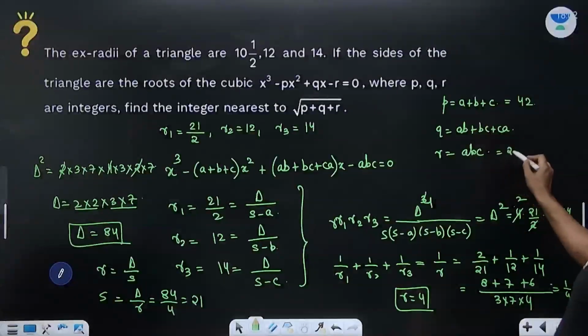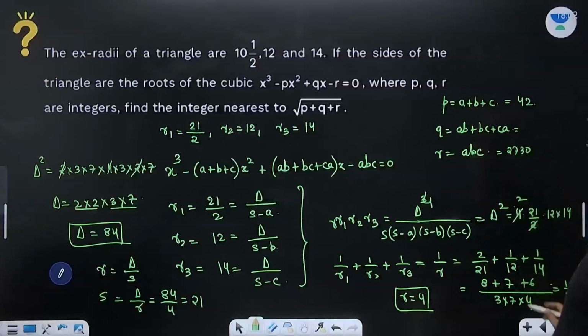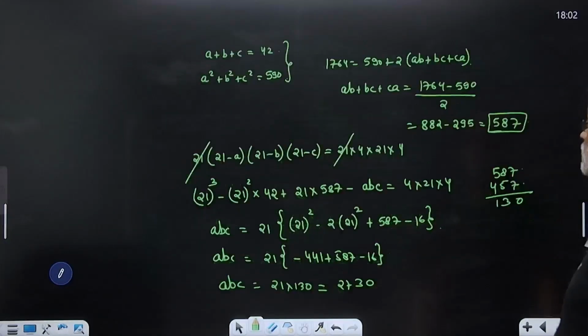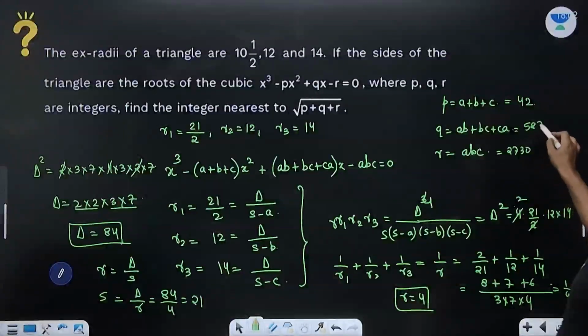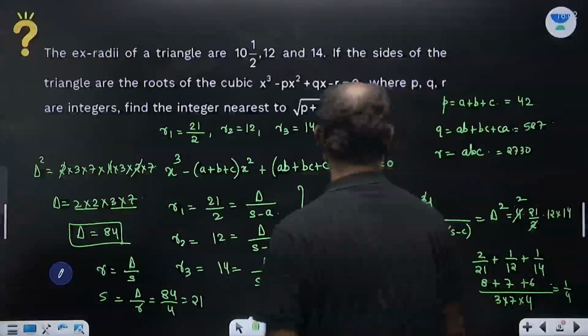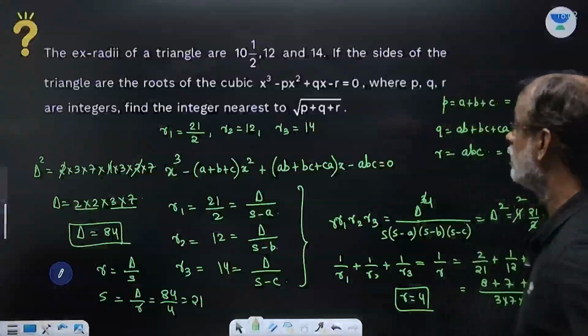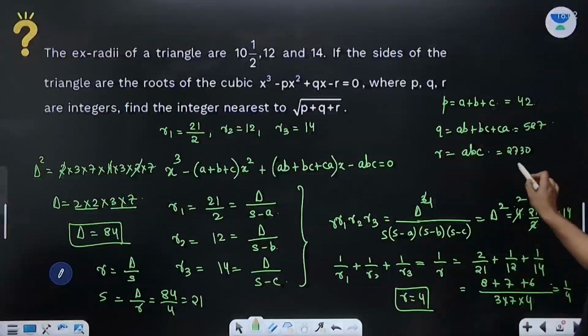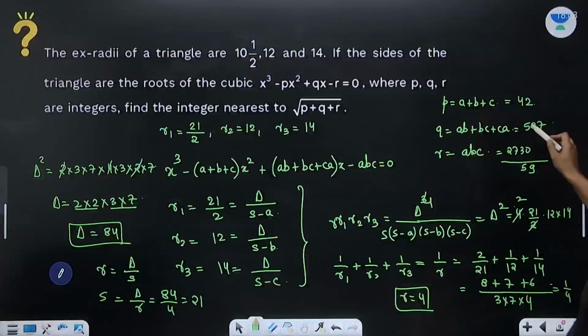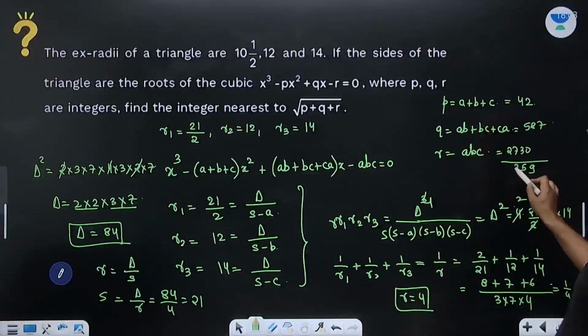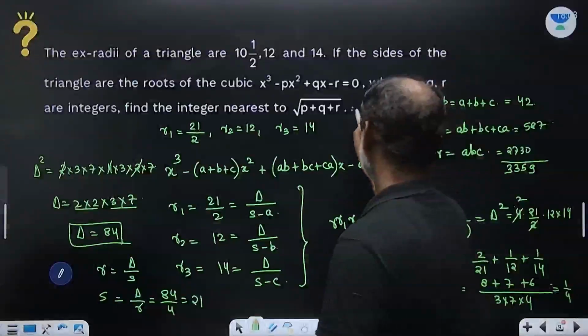This is 2730. This is 587. Now you have to add all of them. So this is 9, 8 plus 4, 12, 3, 15, 1, 6 and 7, 13, 3, 3, 5, 9. So this is root of 3359.